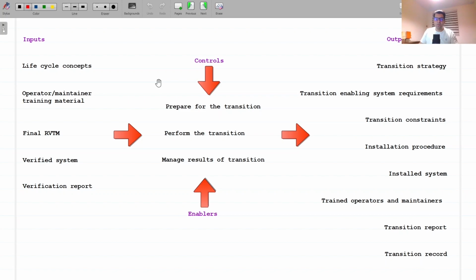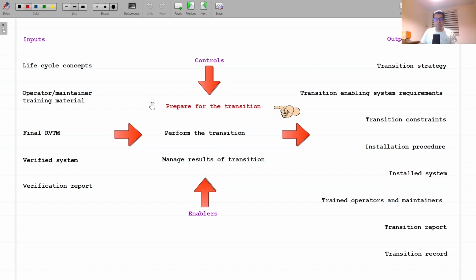The transition process includes the following activities. Prepare for the transition. Plan for the transition of the system. The strategy should include operator training, logistics support, delivery strategy, and problem rectification or resolution strategy.